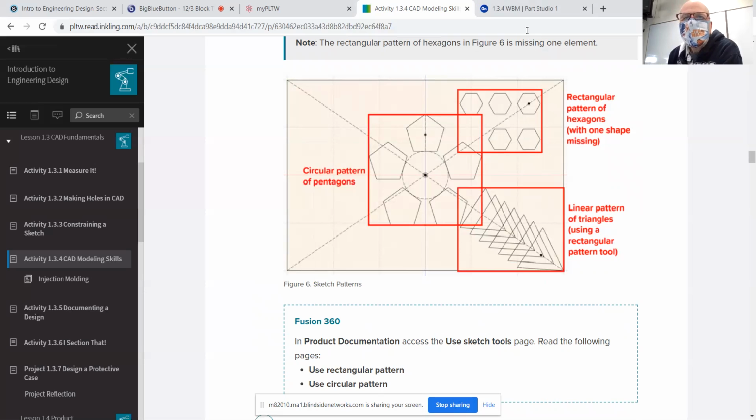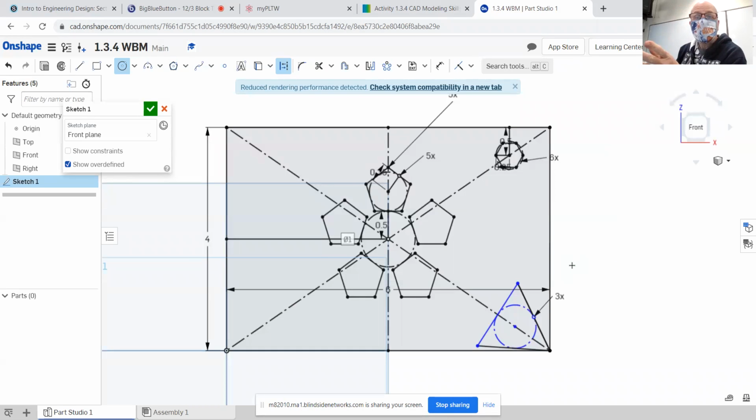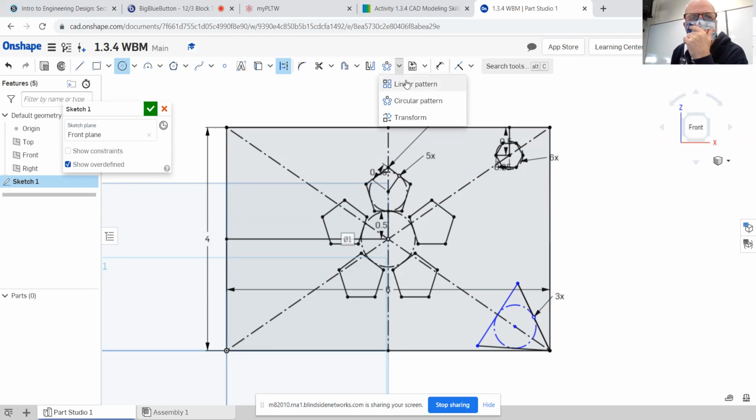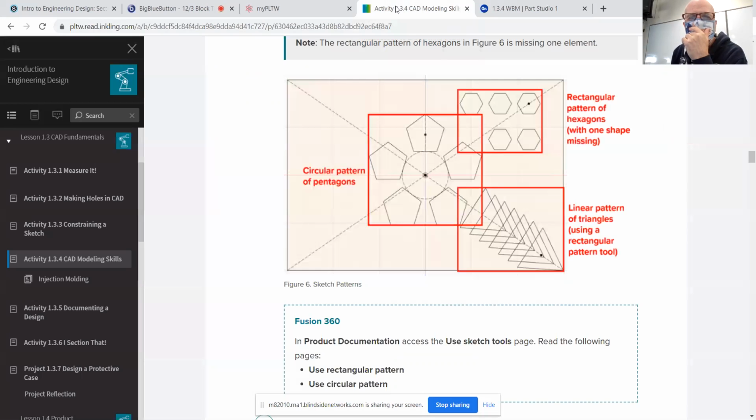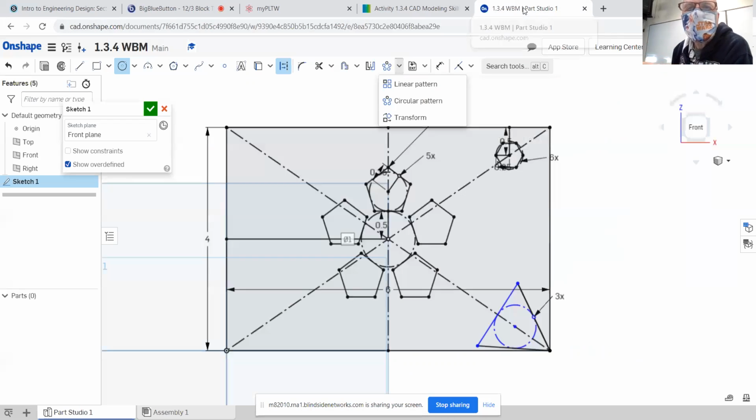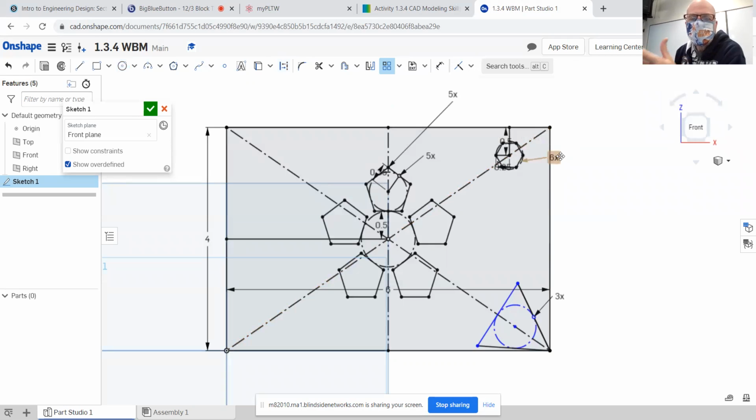Okay, so I need a rectangular pattern. So based on what I learned before, I'm thinking that's the tool to use, the circular pattern tool, except this time it needs to be a, well, reduced rendering performance detected. I don't know what that means. Let's try this again. Linear, maybe linear pattern. But I want a rectangular pattern. Apparently in Fusion 360, it's called a rectangular pattern, and then this one is a linear pattern. And I think OnShape calls them both linear pattern. You probably just do a linear pattern in one direction and then a linear pattern in the other.